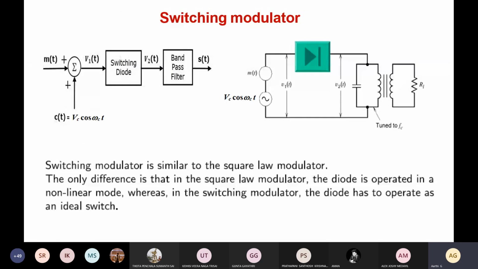So we'll study linear amplifiers. Under this category is the switching modulator. Here again we are going to use the same device, that is a diode, and a similar block diagram. The only difference here is the diode is going to operate in the linear range, the linear VI input output operating range. That is, V1 of t and V2 of t are going to have a linear relationship for the diode.